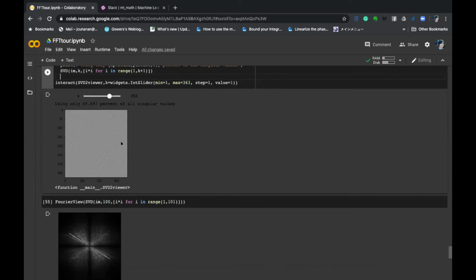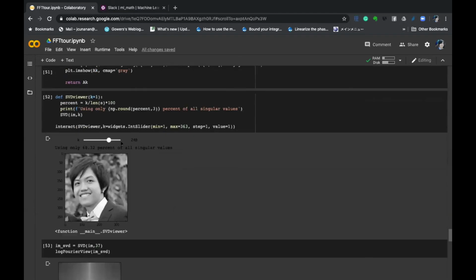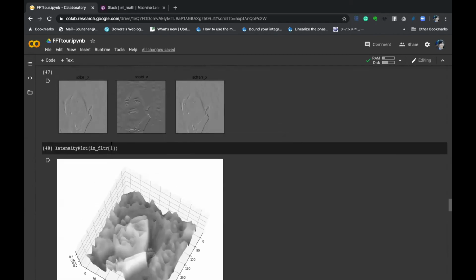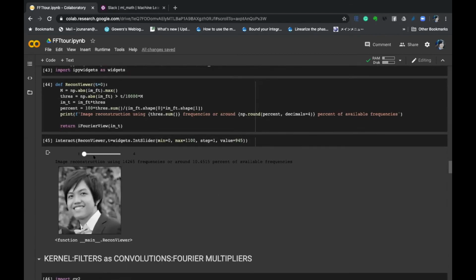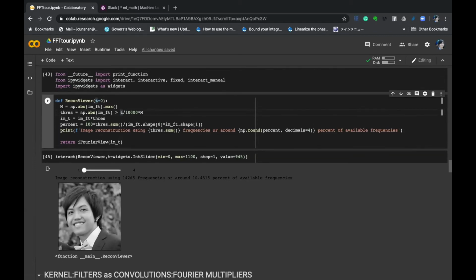I would like to ask a question about the first slider for the DFT. I think that one, or above this one. This one, yeah. So what is T? What are you setting here? T is basically just a threshold. So if I run this, M is the biggest of the frequencies.